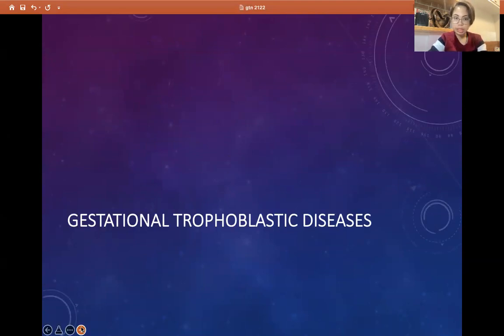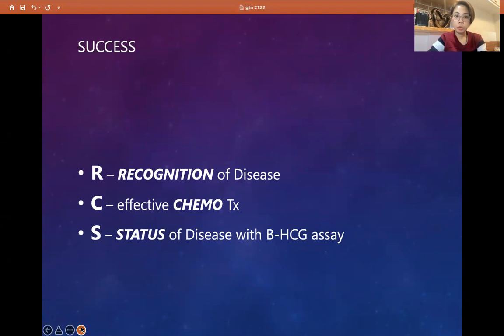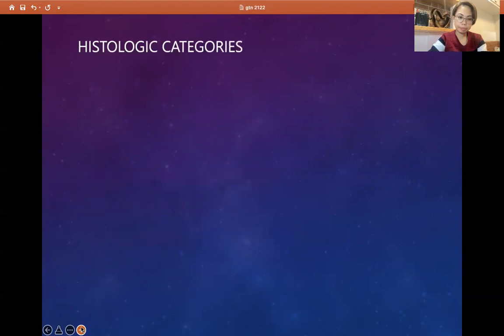Gestational trophoblastic diseases, for us to be able to become successful in managing this, we should remember the three R, C, S. R, we should be able to recognize the disease. Diagnosis is very important. Once the disease is being diagnosed, the next will be C, effective chemotherapy. And the S is we should be able to determine the status of the disease with surveillance through, as I have mentioned, the beta HCG assay.